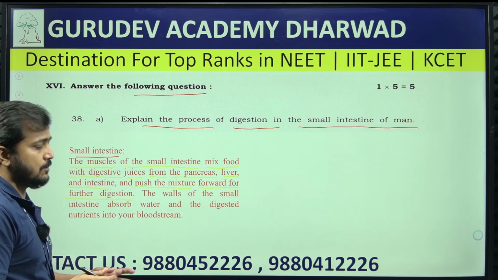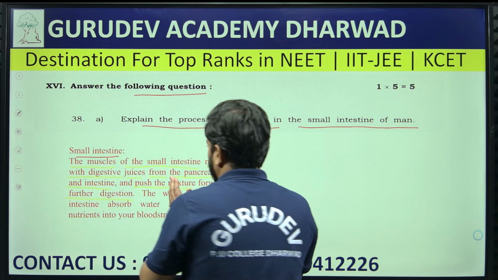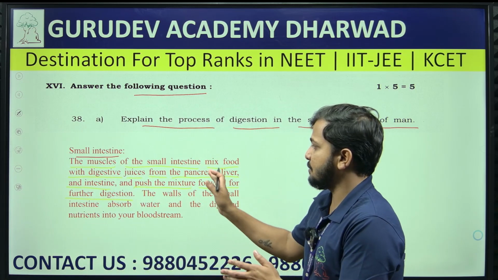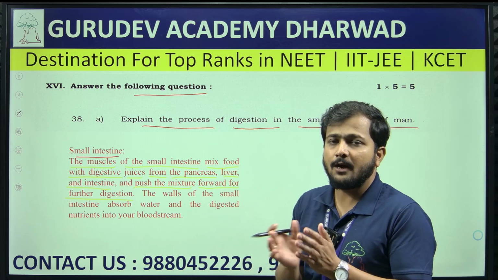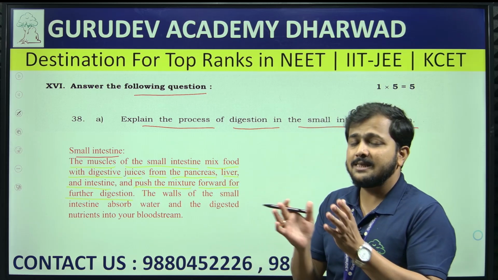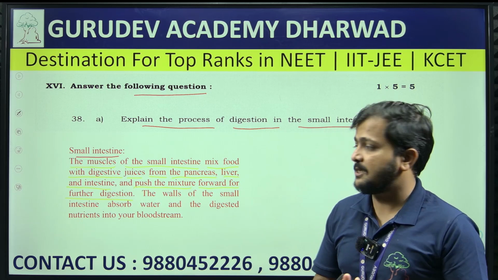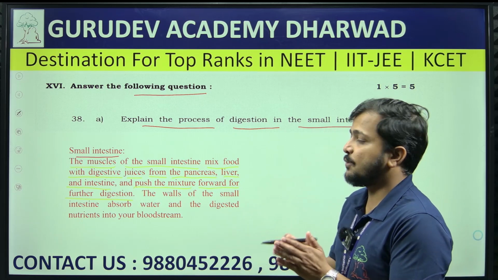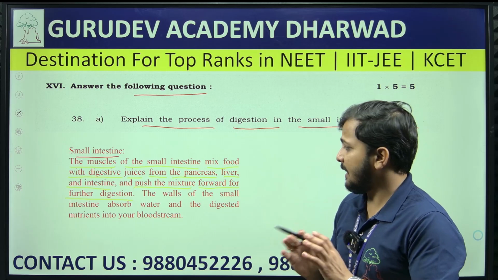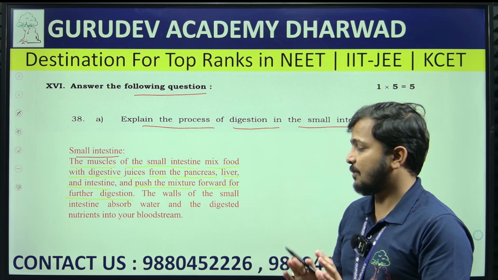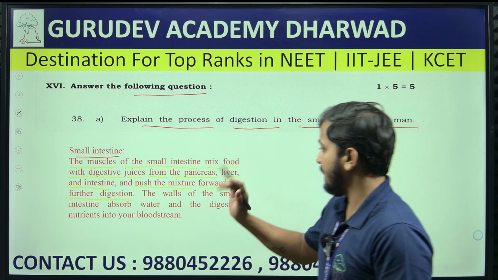Now the small intestine's muscle, and the pancreas and liver, carry out juices. These juices consist of some digestive enzymes, which carry out digestion. Further, it pushes the food towards the large intestine.